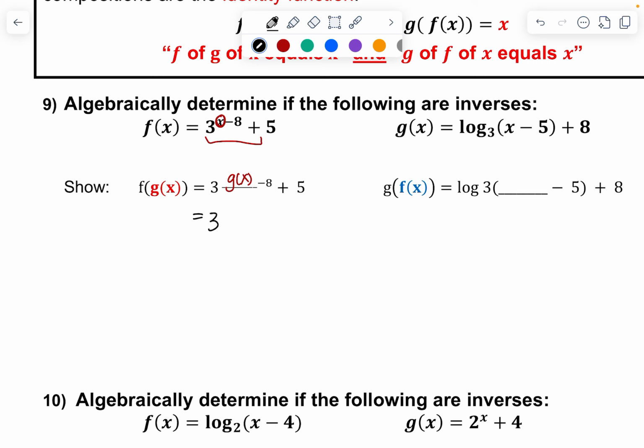And so that function would now be 3 raised to the g of x minus 8, plus 5. And so that means g of x, which is log base 3 of x minus 5, and then we still have the minus 8 up in the exponent with it, and then a plus 5. Or, sorry, I didn't finish writing that function. It was log x minus 5, and then there was a plus 8 at the end. And then we have this minus 8, and then the big plus 5 outside.